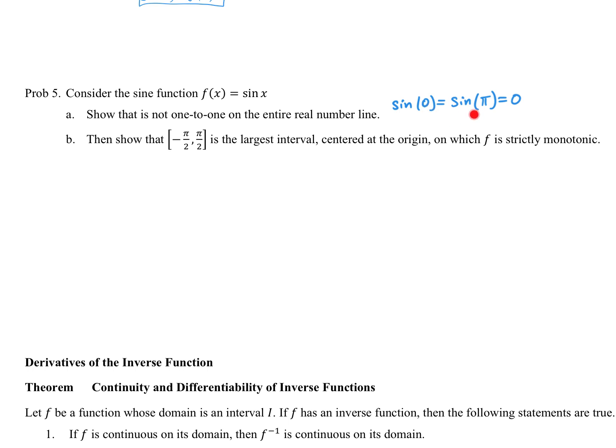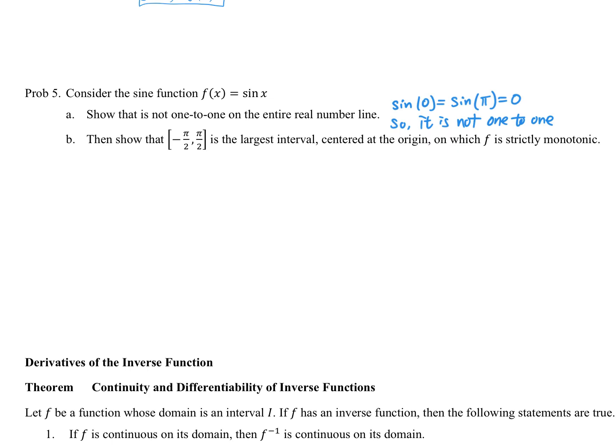So there are two x values corresponding to the same y value. You know this is not one-to-one. This will be sufficient. So it is not one-to-one. Okay, just use one counterexample.